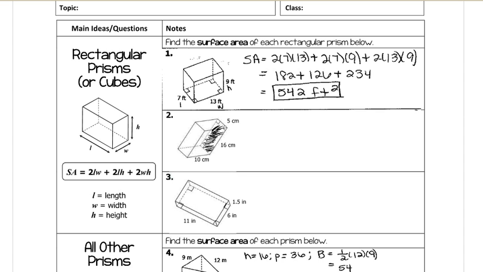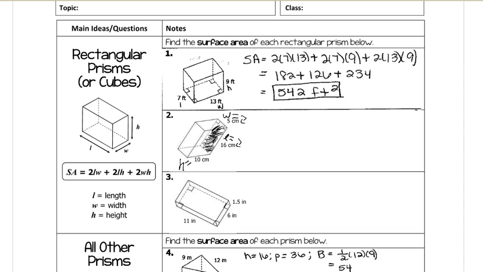Now, this is the base, so this is my height, so h equals 10. My length right here is going to be 16, right? And then my width is going to be 5. And all I have to do now is just plug in the formula.